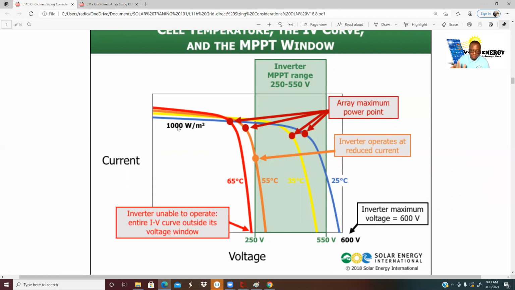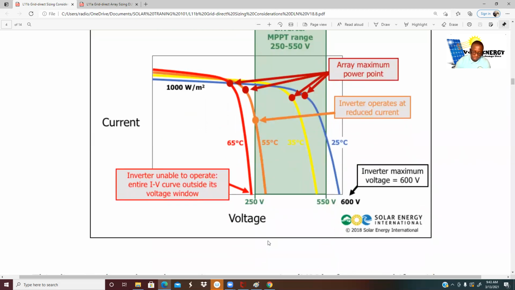The inverter operates at reduced current. The inverter is unable to operate the entire IV curve outside its voltage window. It won't be able to operate outside its voltage window, which is 250 volts to 550 volts. You have to have modules that support 250 to 550 volts. Otherwise the inverter will be operating outside the IV curve, and that will not work. It will not function. Inverter maximum voltage equals 600 volts. That's what they're saying here.